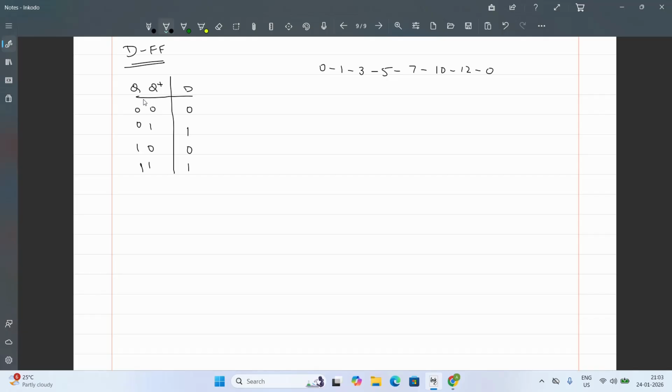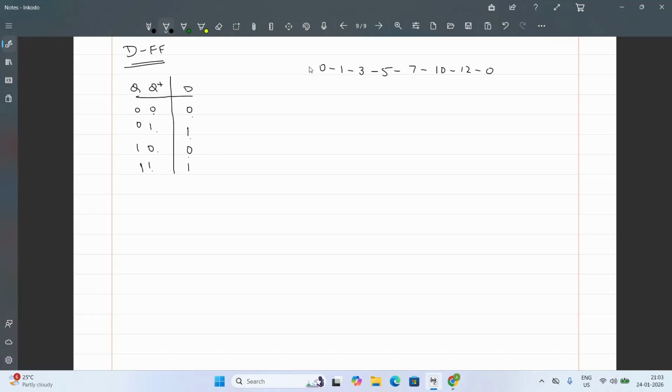Okay. So if you have two inputs, present and next, you have four combinations. And how do we write the output? Whatever is your next state, the D value is going to be the same as your next state. It is 0, 0, 1, 1, 0, 0, 1, 1. So Q plus and D are same. This is how you can remember the D flip-flop excitation table.